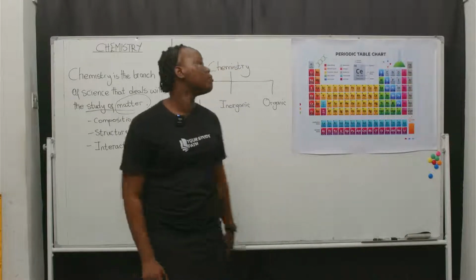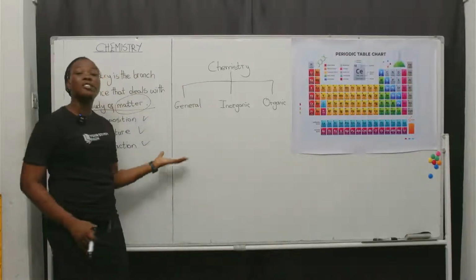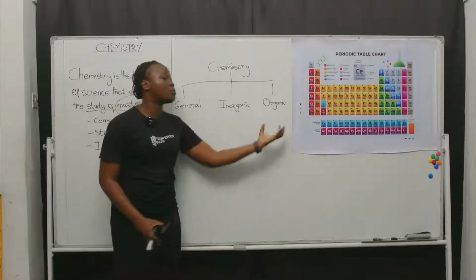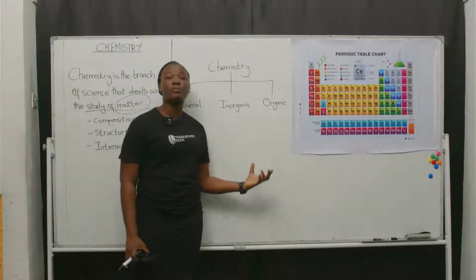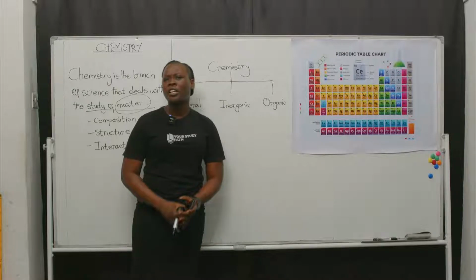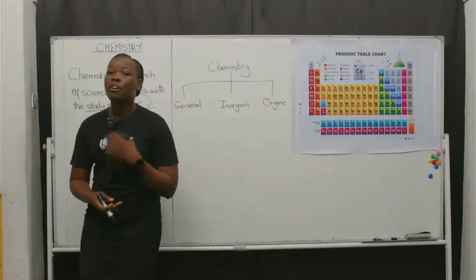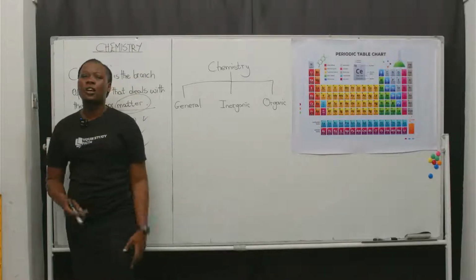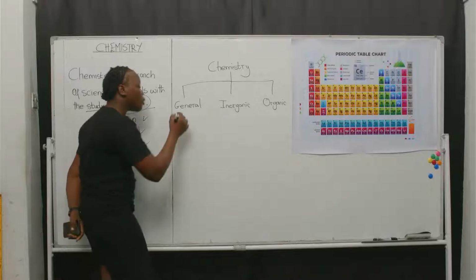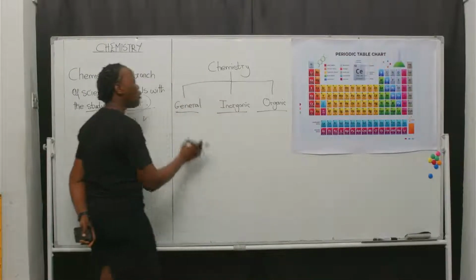For O level, chemistry can be divided into these aspects. Chemistry actually can be divided into more than these aspects, but for O level, we stick to general chemistry, inorganic chemistry, and organic chemistry. There are also several branches of chemistry like analytical chemistry, environmental chemistry, chemical kinetics. We also have physical chemistry, but for O level, we'll be considering general chemistry, inorganic, and organic.